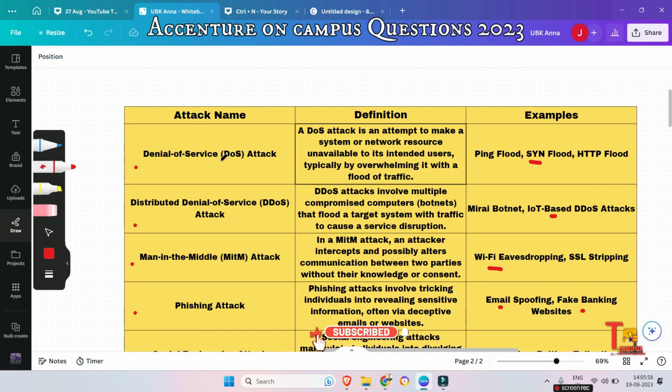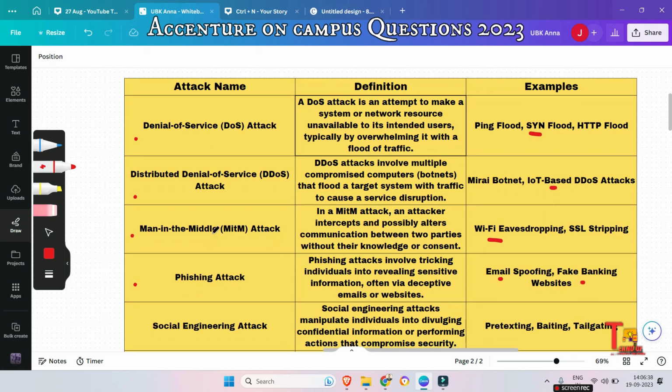So the first attack is denial of service, DoS attack. A DoS attack is an attempt to make a system or network resource unavailable to its intended users, typically by overwhelming it with a flood of traffic. So the most important example is SYN flood, right? And distributed denial of service, that is DDoS attack. A DDoS attack involves multiple compromised computers that flood a target system with traffic to cause a service disruption. The example is IoT-based DDoS attack, right?